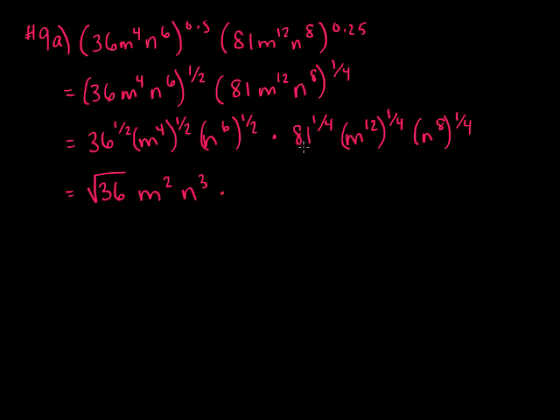The 81 to the exponent of 1/4, we know can be rewritten as the 4th root of 81. Okay, here, power of a power, we multiply the exponents. 12 times a quarter is 3. And here, same thing, multiply the exponents. 8 times a quarter is 2.